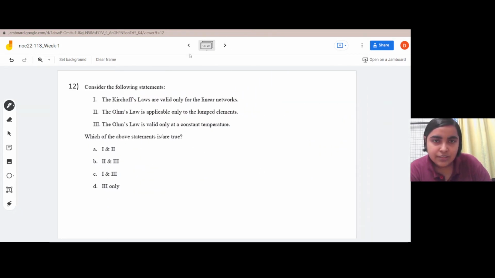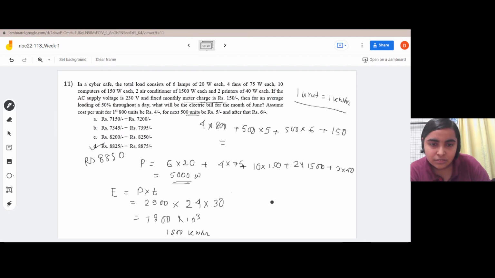Ma'am, previous question, the last line, assume cost per unit. This line, I don't get it. Can you explain it again? This one, assume cost per unit for the first 800 units.